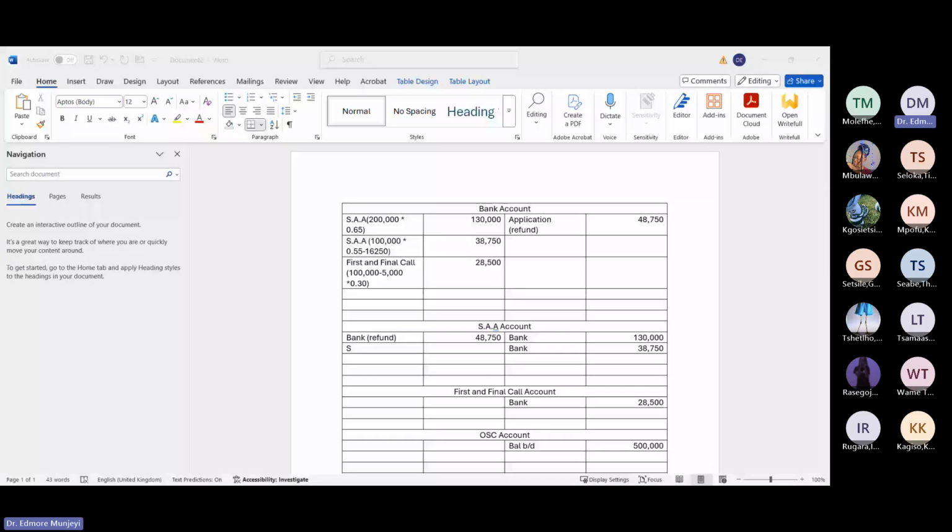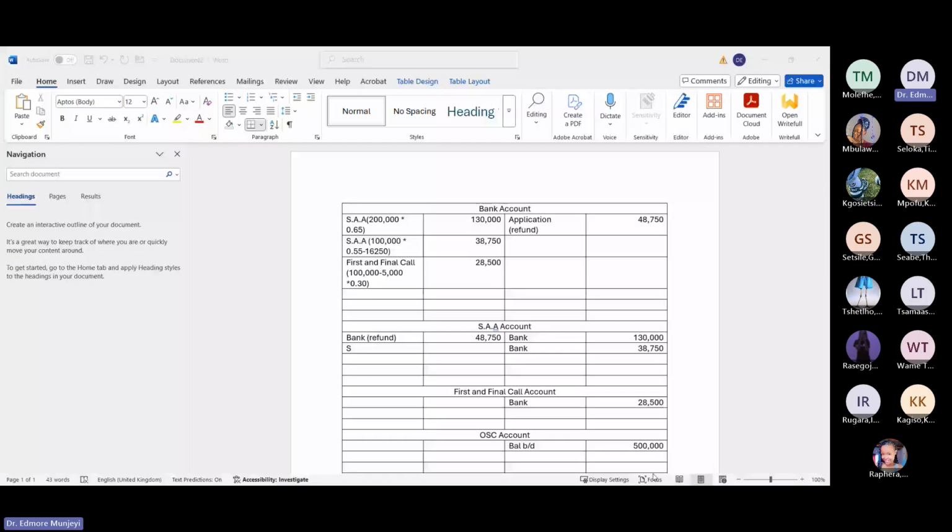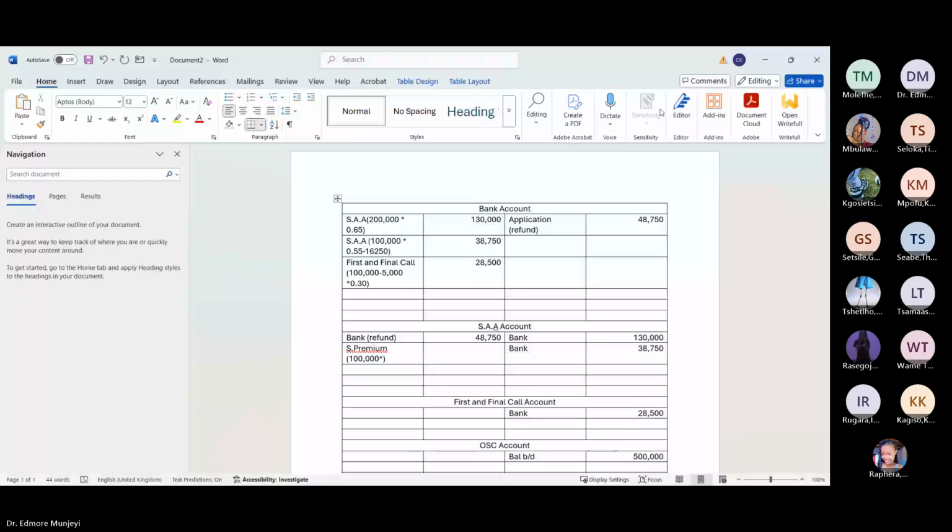Let's just write S premium because we are having trouble with our H here. S premium is share premium. That's share premium. So our share premium, brackets, 100,000 times 0.5. That's the rate of our share premium. It's going to be 50,000.